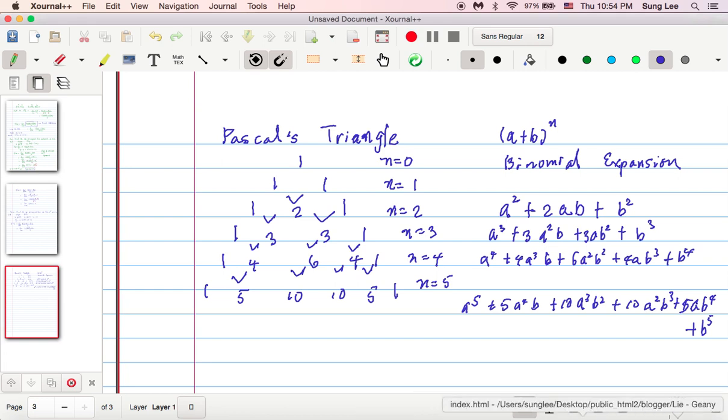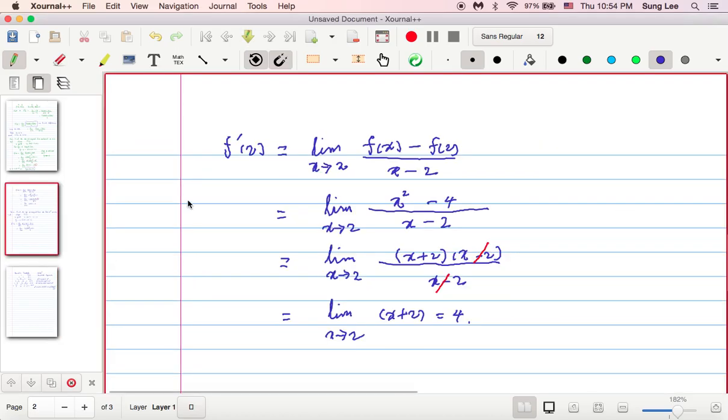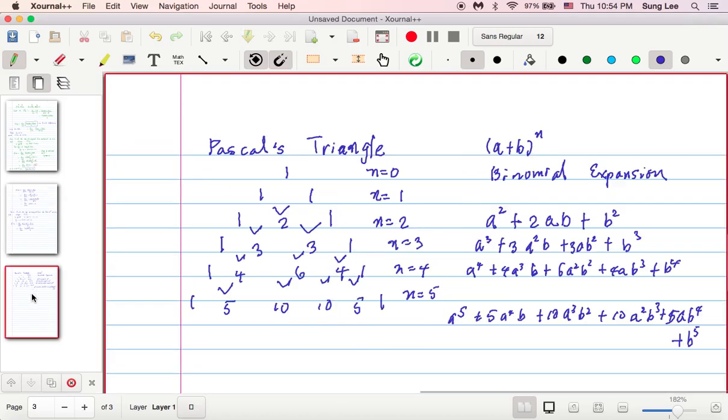No big deal. So now actually, you can continue on regardless of what n is, right? So this goes on, the triangle. That's called Pascal's triangle. Okay, so now let's go back to the earlier problem. No, actually, this.